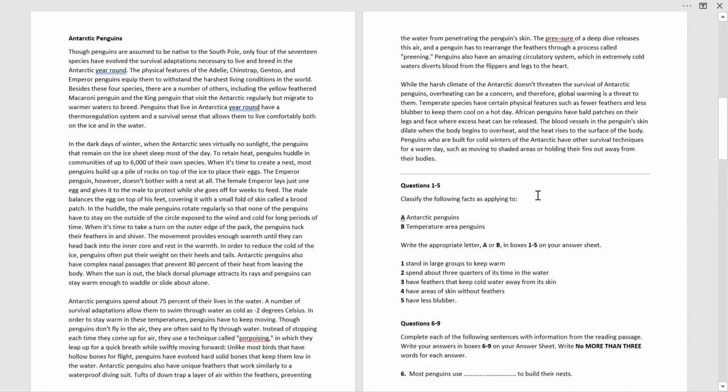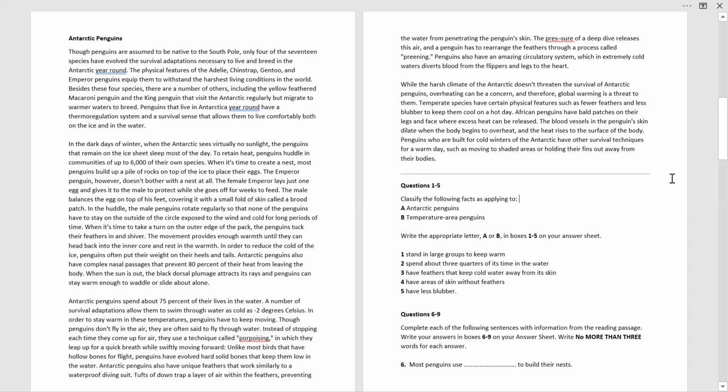Okay, so here we have: classify the following facts as applying to. So a classification question we got. So the facts we have to match or classify as per a factor related to the Antarctic penguins or temperate area penguins. So we got two options here with five statements. So when I told you if you get something classification or matching, options must come, obviously there will be options and the name given, and in this case the name is of these two types of penguins.